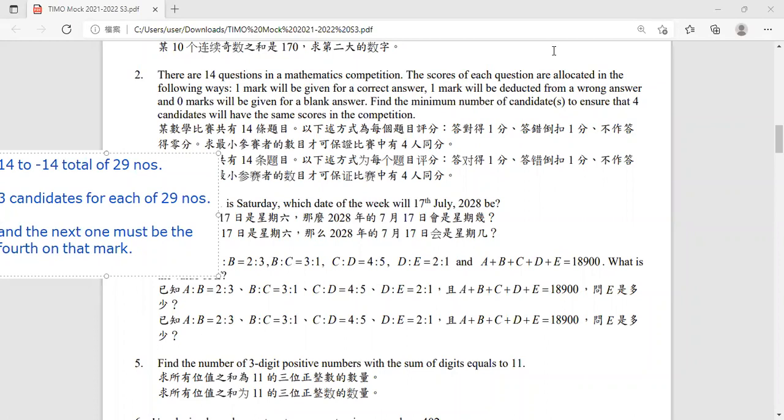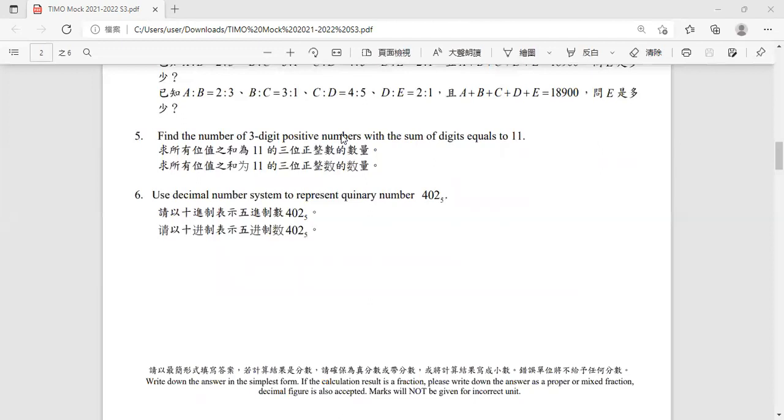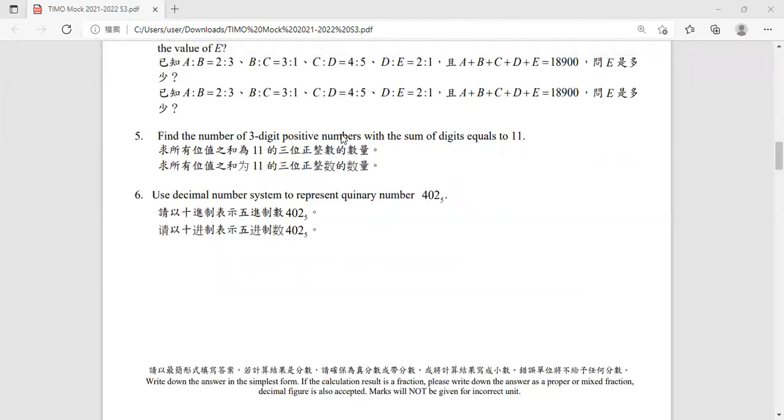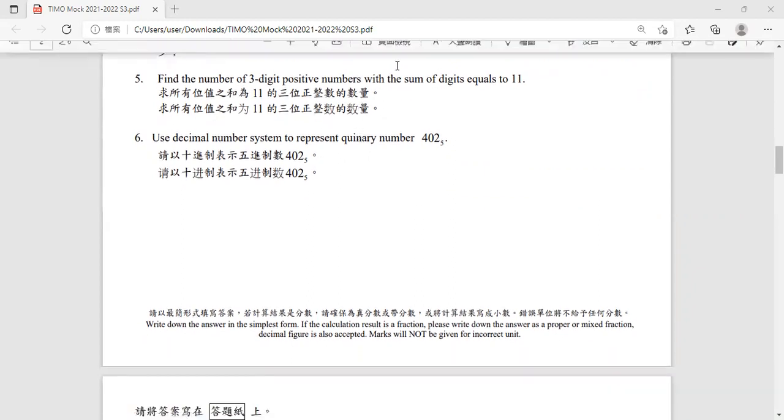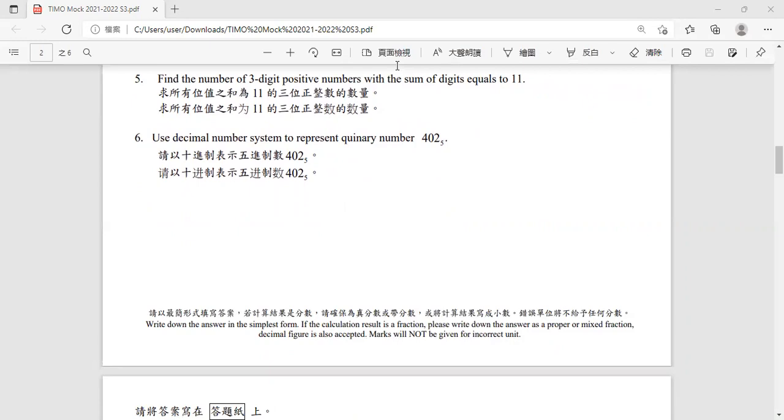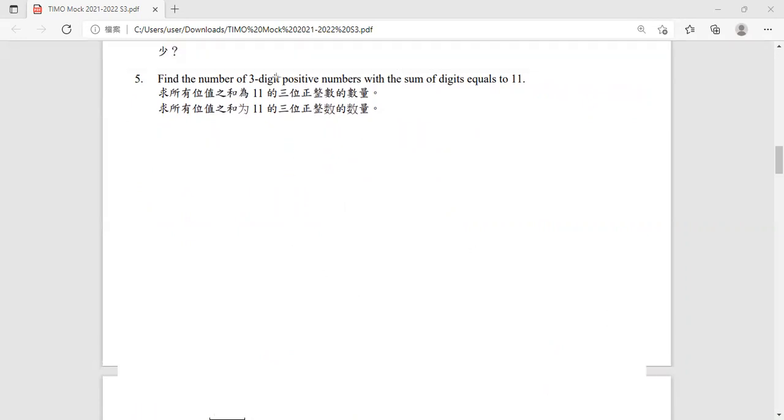Okay. Question 5. How can I get this answer? Actually, it is very simple, but maybe you don't have the idea. Now, say I have the numbers, because the sum of the digits is 11.